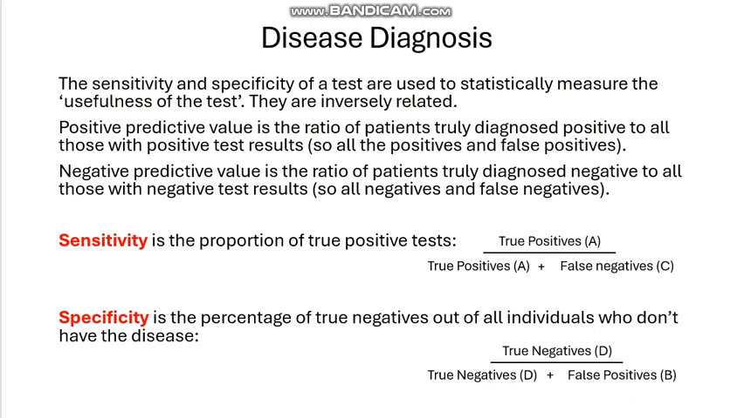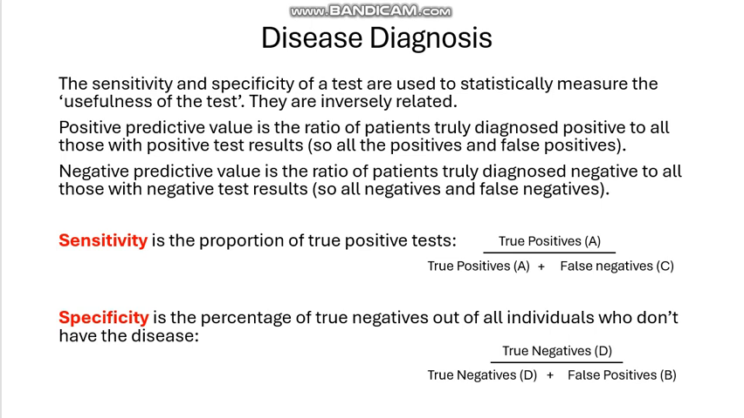So moving on to disease diagnosis, as a quick end to these couple of videos on immunodiagnostic techniques, we need to look at the sensitivity and specificity of a test to statistically determine how useful it is. And sensitivity and specificity are inversely related.